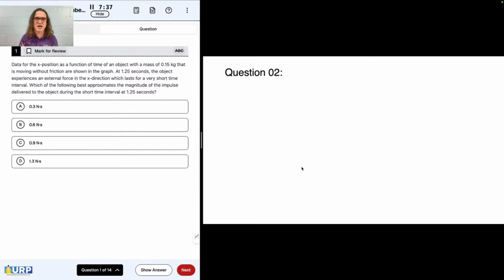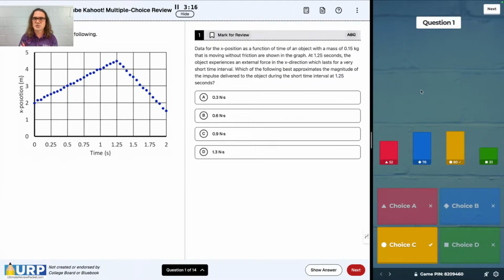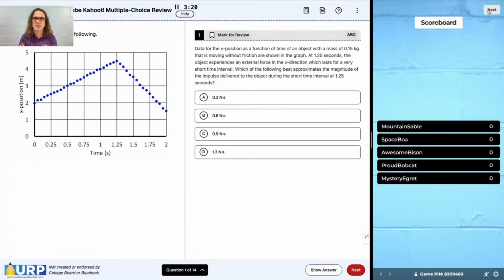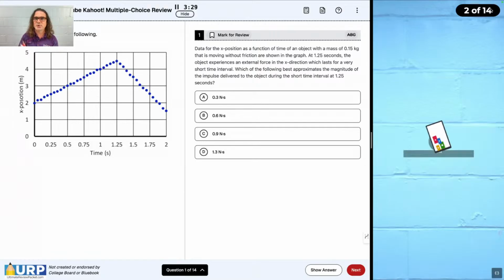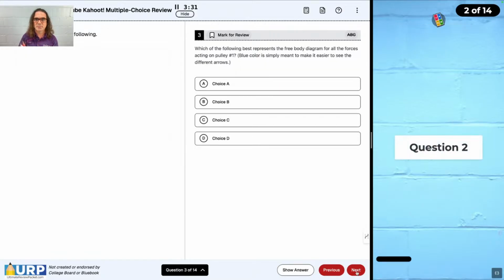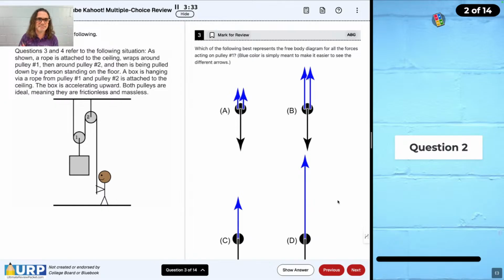So now we're going to move on to question 2. Actually, here, we'll do this. Let's see who's on top. We got Mountain Sable is on top. All right, here we go. So the next question. Next question.